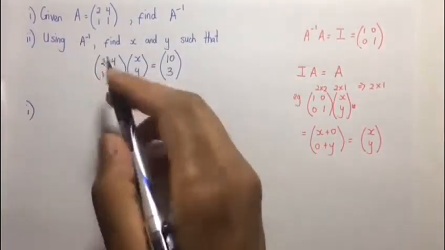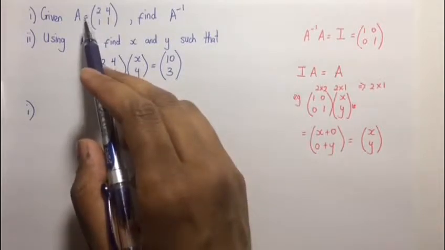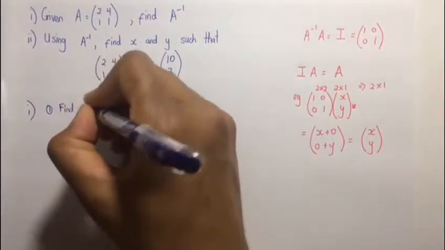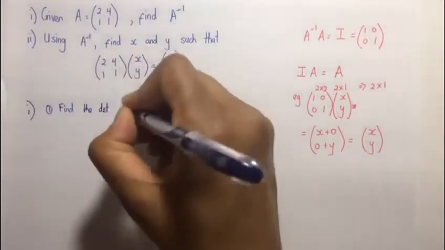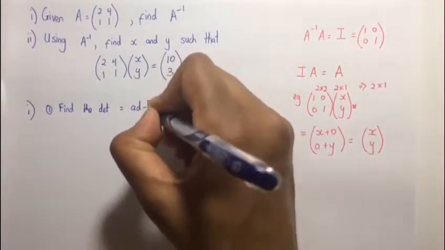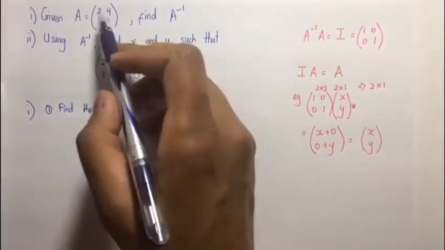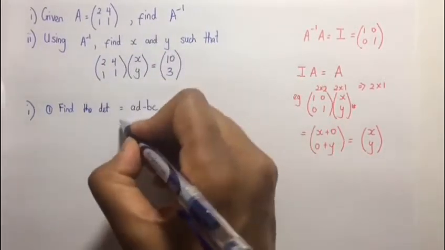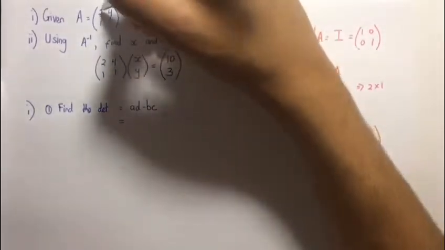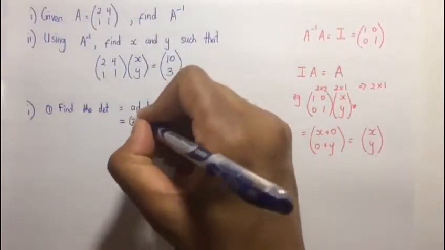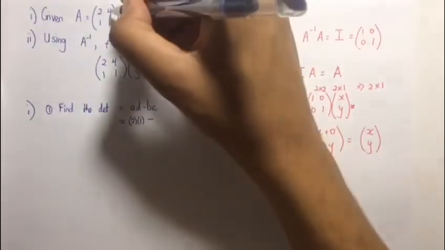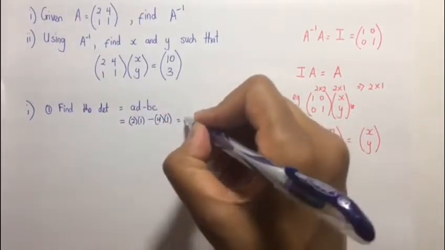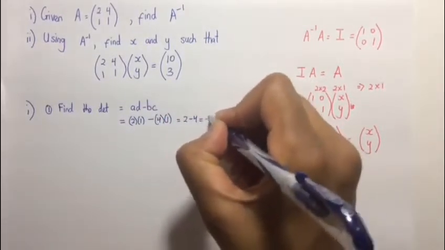So let's solve this. Now remember, to find the inverse of a matrix, first you must find the determinant, which is equal to AD minus BC. In this case, A is 2, B is 4, C is 1, and D is 1. So the determinant is 2 by 1 minus 4 by 1. So that gives us 2 minus 4, which is equal to minus 2.